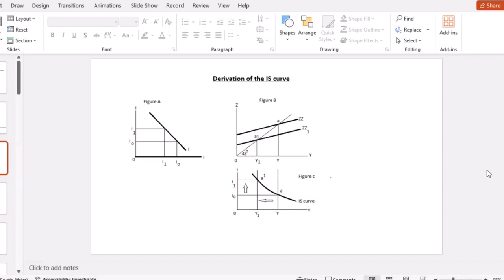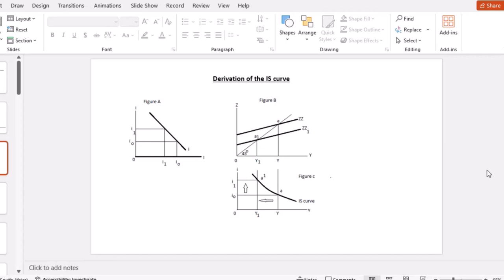You'll find an increase in interest rates will cause a decrease in investments from I0 to I1 in figure A. So in figure B now, a decline in investments, investments in the goods market. A decline in investment spending decreases the demand for goods. If investments drop, then the demand for goods is going to decrease. So when the demand for goods decreases, the demand for goods curve will shift down towards ZZ1.